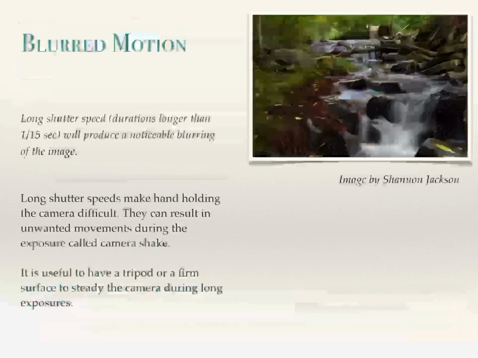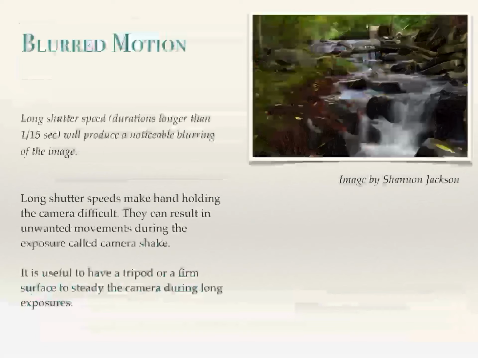They can result in unwanted motions during the exposure called camera shake. If I did not have this camera on a tripod and I had a very long shutter, I would move, my hands would move, I would be breathing, everything would be moving, and then everything in the picture would be blurry. When you're doing a really good blurred motion shot, the only thing that should be blurry is whatever is moving in front of your camera.